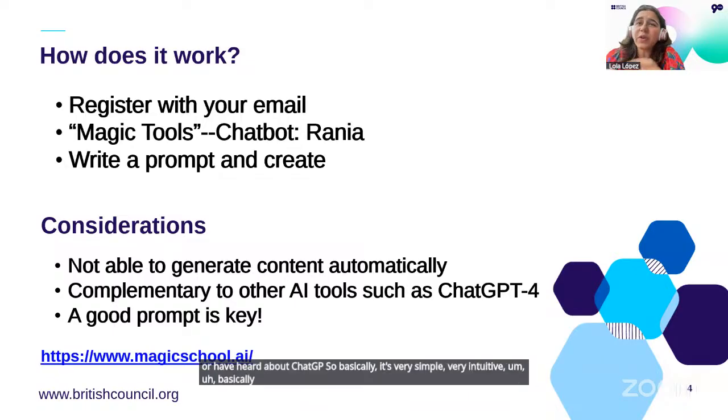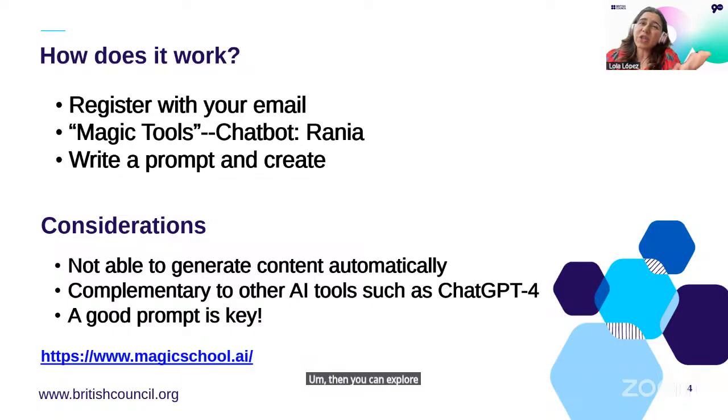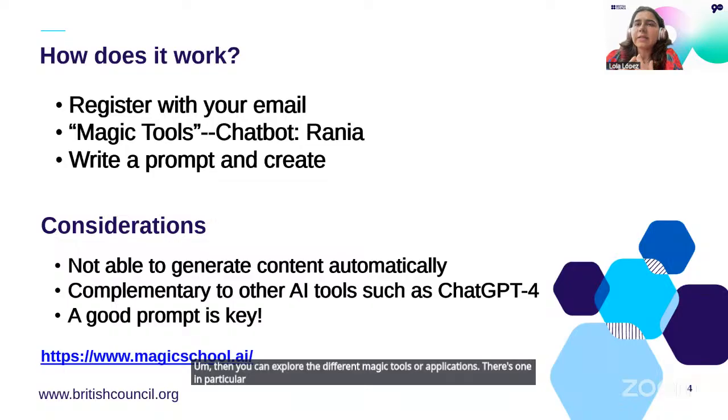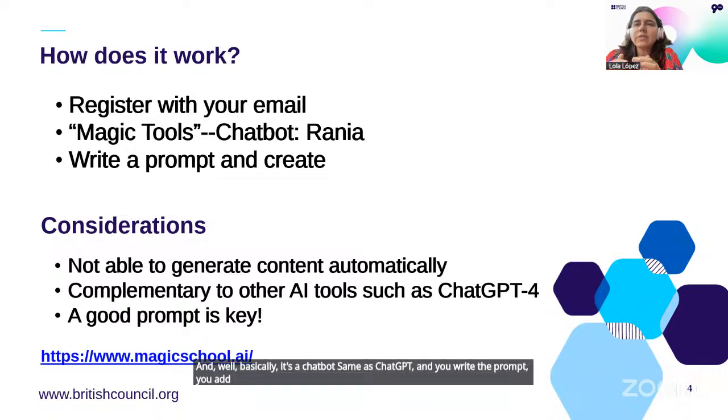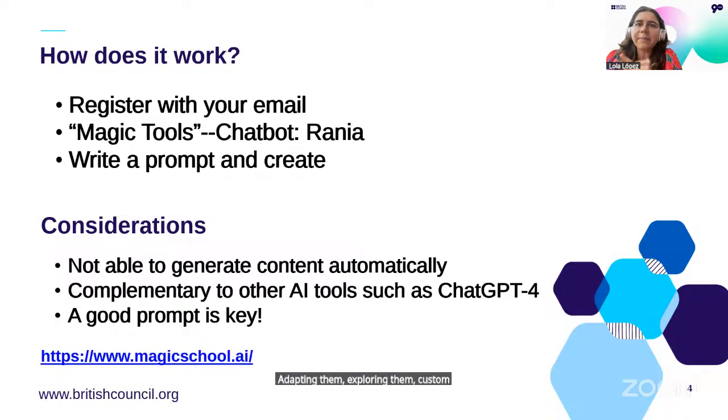Basically, you register with your email, academic or personal, and then you can explore the different magic tools or applications. There's one in particular I find very interesting, which is the chatbot named Rania. Basically, it's a chatbot, same as ChatGPT, and you write a prompt, and you start creating materials, activities, adapting them, exploring them, customizing.